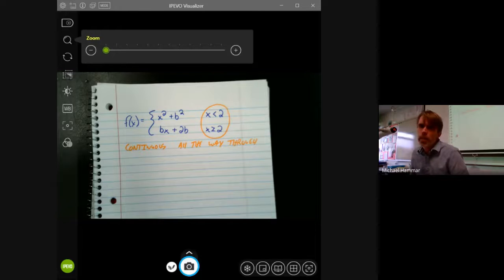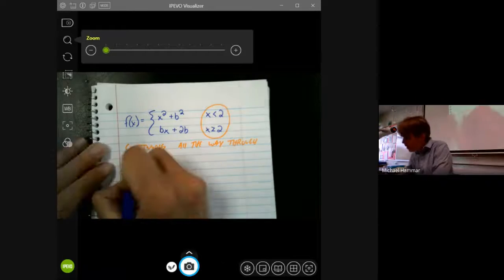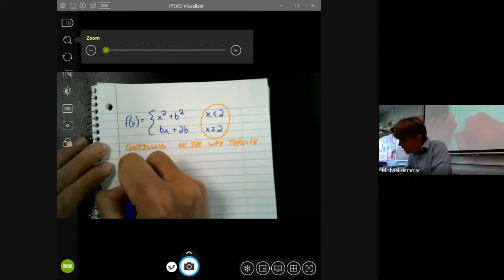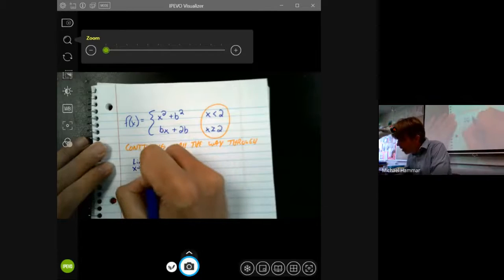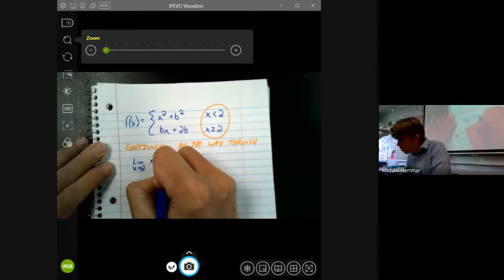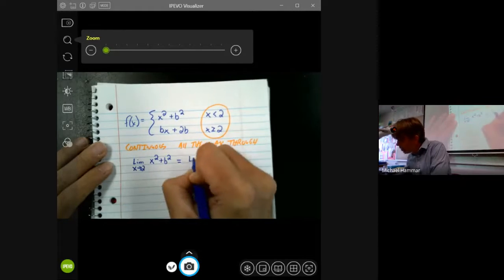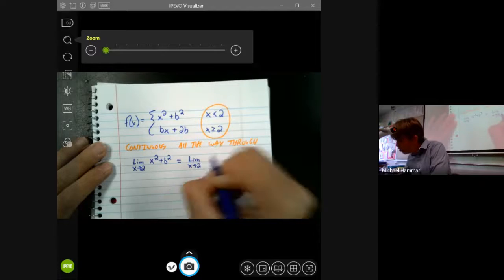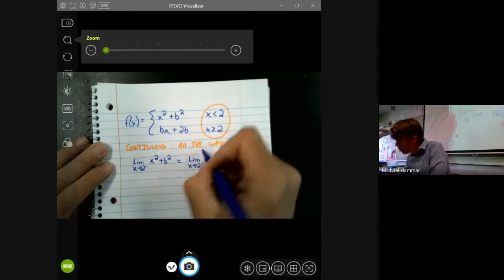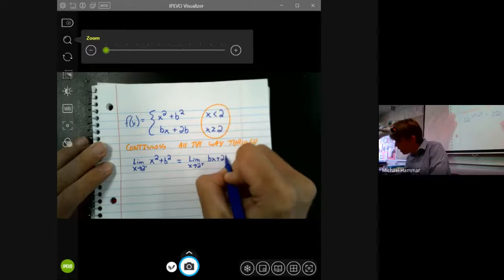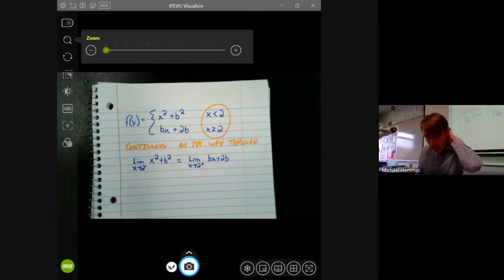If we want this to be continuous all the way through, what that means is the limit as x approaches 2 of the function from the left has to equal the limit as x approaches 2 from the right, which is the function on the bottom. The key thing here is those two limits have to be equal. If they're the same value going from left to right, then they are going to be continuous also. So when doing this problem, you set both of the chunks equal to each other.